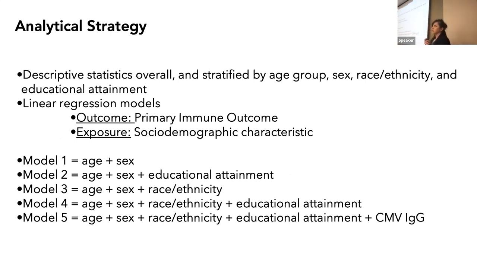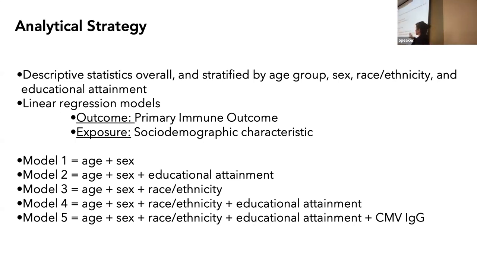Okay, so first we calculated descriptive statistics for the sample overall, and then stratified by age group, sex, race, ethnicity, and education, and then constructed a series of linear regression models with the outcome, one of those primary ratio measures that I just showed, and then the exposure with the sociodemographic characteristic. And these are the model building strategies. So model 1 is what we would call our null model, because in this kind of work, you always adjust for age and sex. Model 2 adds in education, model 3 adds in race, and then model 4 adds in race and in education together, and then model 5 adds in CMV.